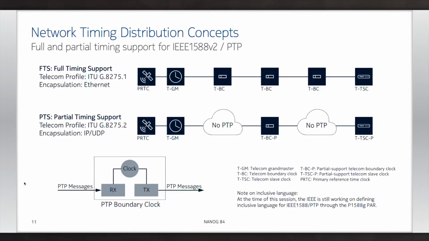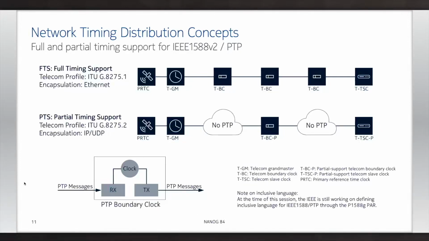And then you have this concept of boundary clock, where you get the PTP messages on the reception side, you synchronize your internal clock, and then you transmit the PTP messages to the next node in the path. So that is the boundary clock. That is essential for us to provide better accuracy, because it corrects for some error. We're going to talk about error in the next slide.